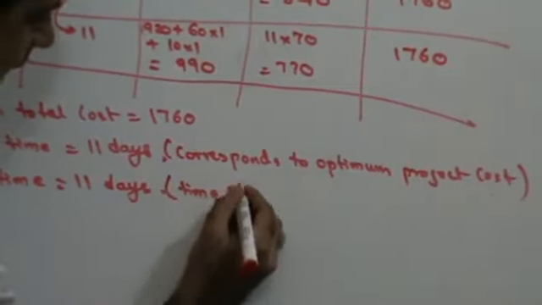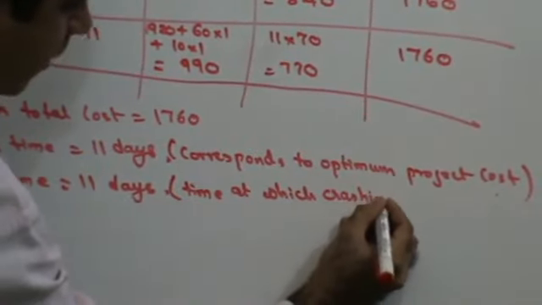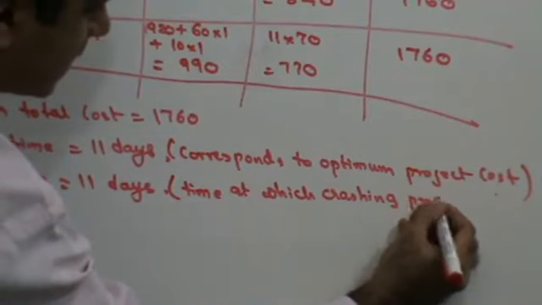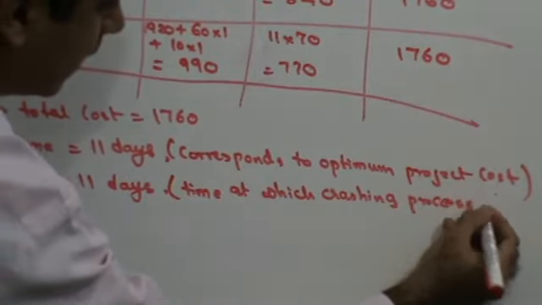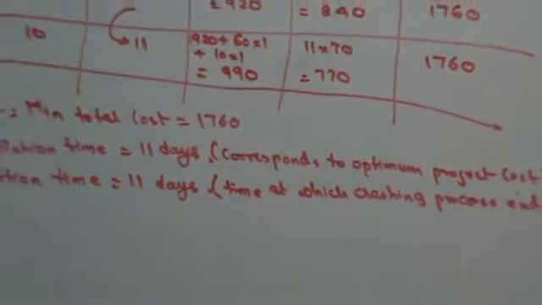Time at which crashing process ends. Fine, do you get this clear? So do you understand how we do a sum of crashing? Right. Okay, this finishes the sum.